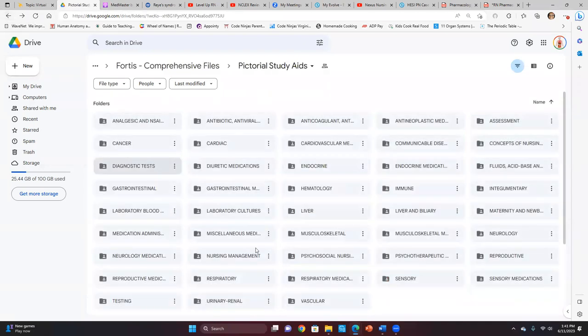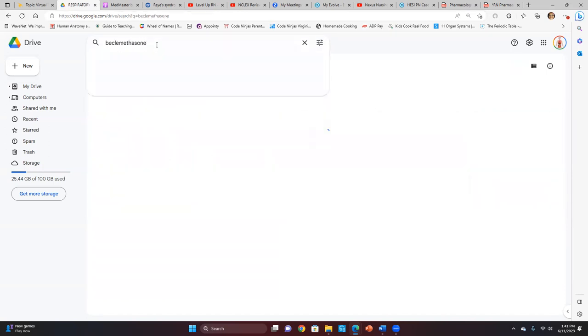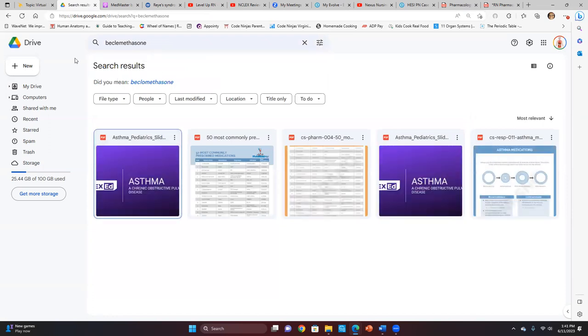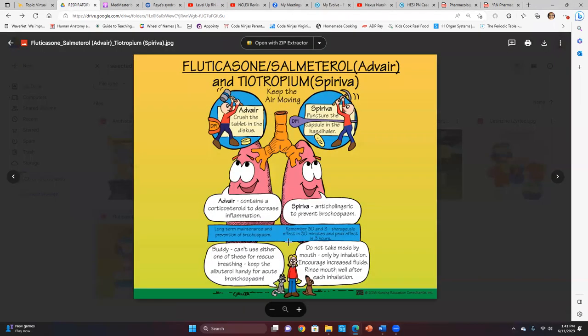corticosteroids. And I think I might find them under respiratory medications. Let's see, let's see, let's see. So here's, let me see if I could search for it real quick. No, I don't have one just for that specifically. Okay. So this is a respiratory one, so I'll just have this up. Actually, yes, this is perfect, actually.